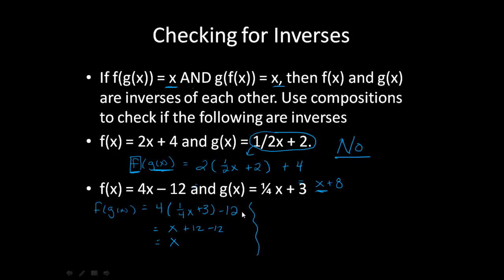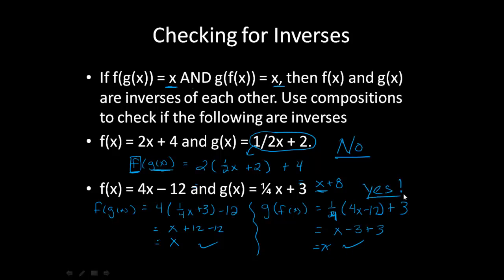You still have to do the second composition because sometimes one of the compositions will give you an x back, but the other one won't. So we still do need to do g of f of x. So now I rewrite my g function with an empty set of parentheses wherever I have that x, and plug the f function into my parentheses. So I'll have 4x minus 12 in here this time. Now distribute out that 1/4 and I'm going to have x minus 3 plus 3, which gives me just an x. So since both of my functions equaled x when I did the compositions, that means these are inverses of each other.